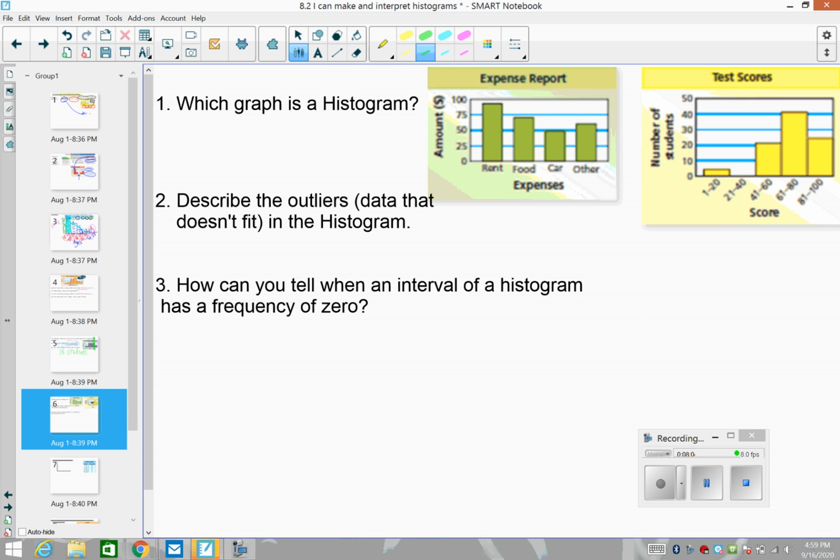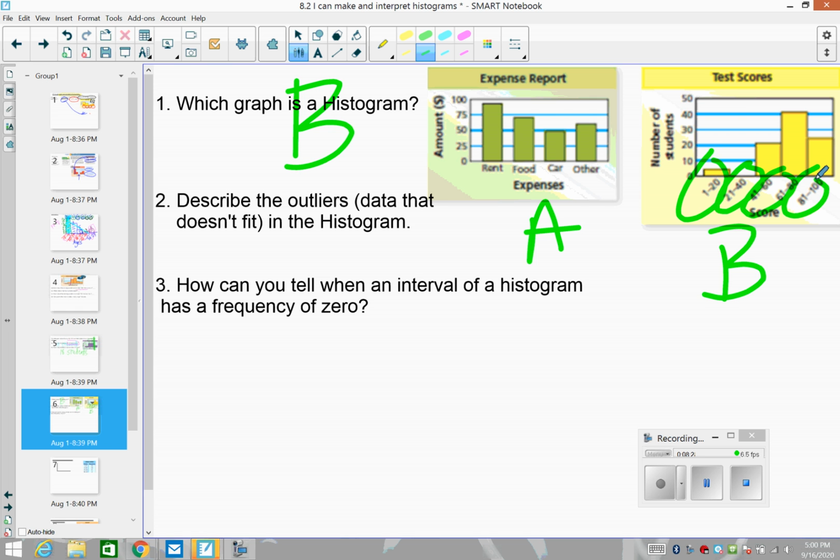Let's take a look at this. Which graph, A or B, is a histogram? So you're looking. Which is the histogram? The one on the left we call a bar graph. You did that in elementary school where we'd maybe do a survey of what's your favorite color, and you would draw your bar graph up. So you should have said that B is the histogram. You can see that there are intervals down here. You can see that the bars are touching, and so on.